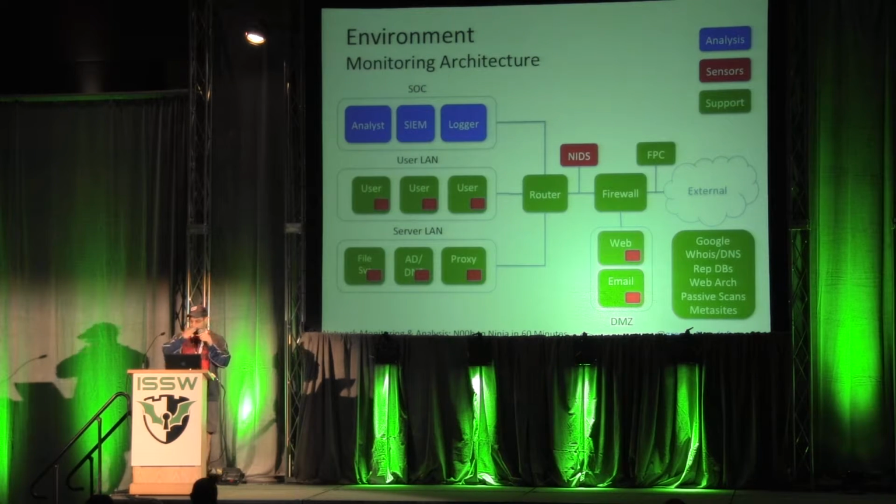resources. There's reputation databases on a website. There's things like passive DNS so that you can see the history of a particular domain. There's web archives, passive scans, so you can look at Shodan, and if you just want to learn a little bit more about an IP, you can just search Shodan without touching the actual attacker, to just understand a little bit more about what they're doing.